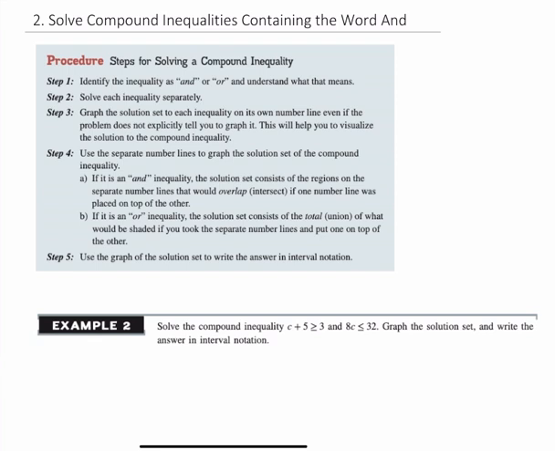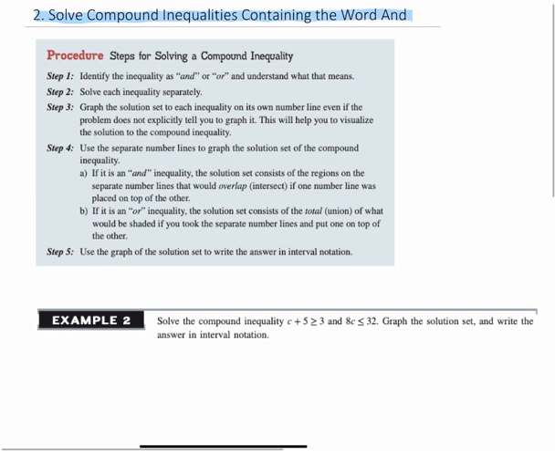All right, so we're going to start with compound inequalities containing the word and. First, let's just look at what one looks like, and then we'll take a look at these procedural steps. Looking ahead a bit at example 2, it's wanting us to solve the compound inequality c plus 5 is greater than or equal to 3, and 8c is less than or equal to 32.